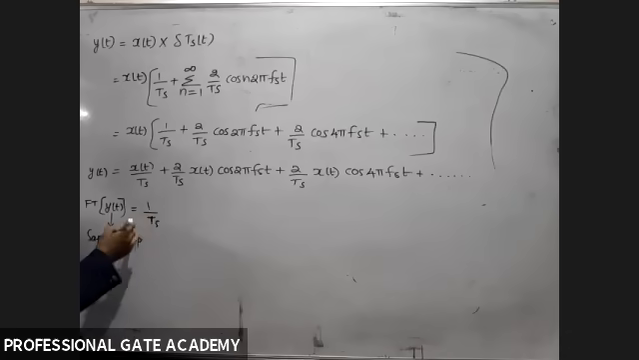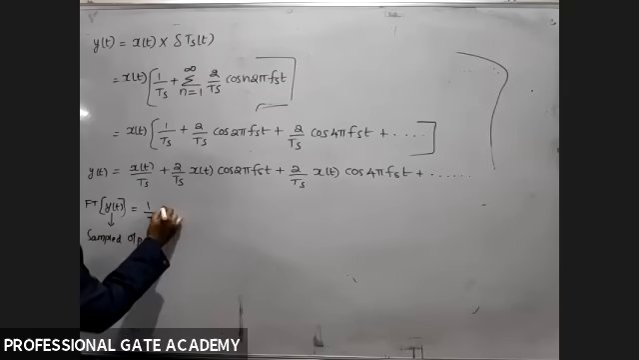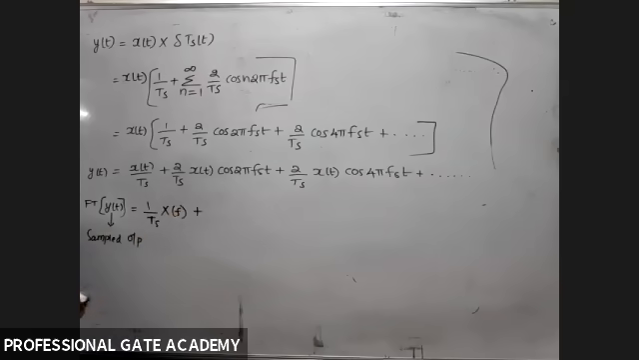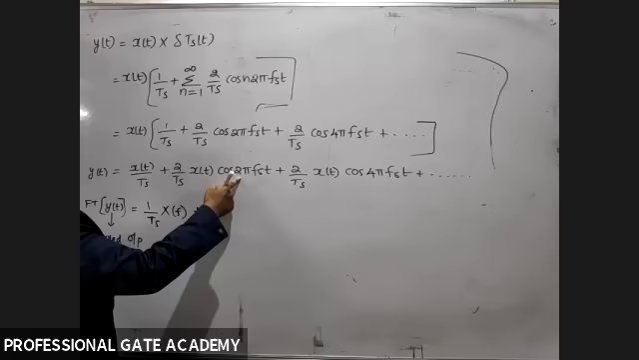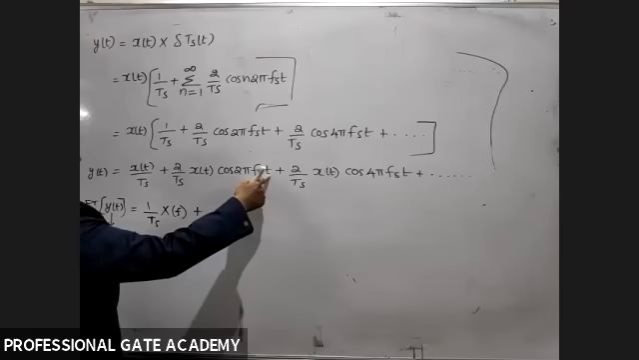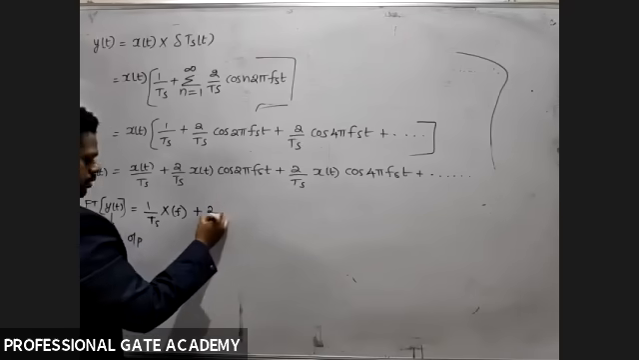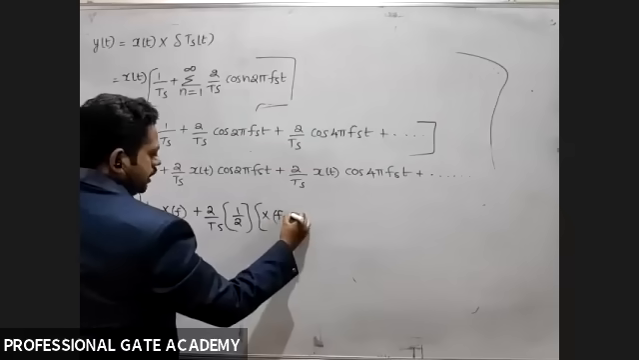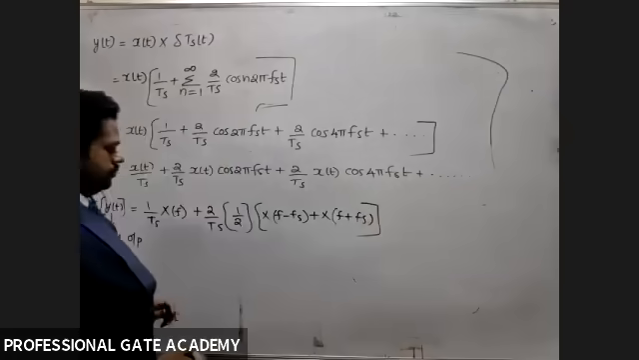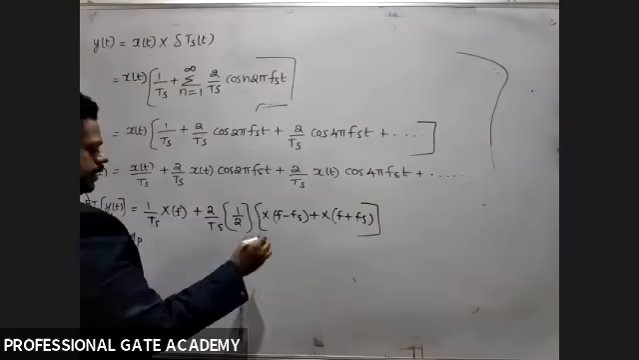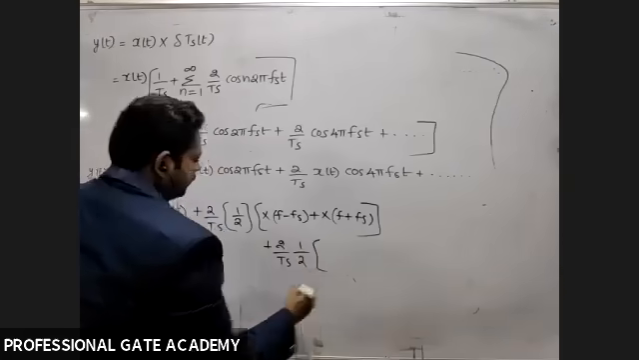Yes, what is Fourier transform of x of t? Capital X of f. Students, in the modulation theorem, we discussed: for x of t cos 2 pi fs t, what will you get? 1 by Ts, 1 by 2, X of f minus fs plus X of f plus fs. Then the 2 will get cancelled. Now again plus 2 by Ts into 1 by 2.